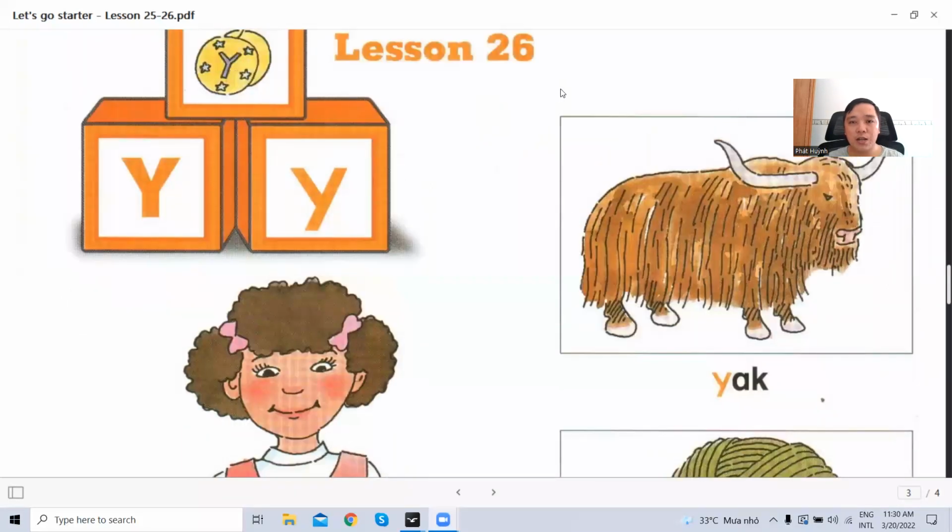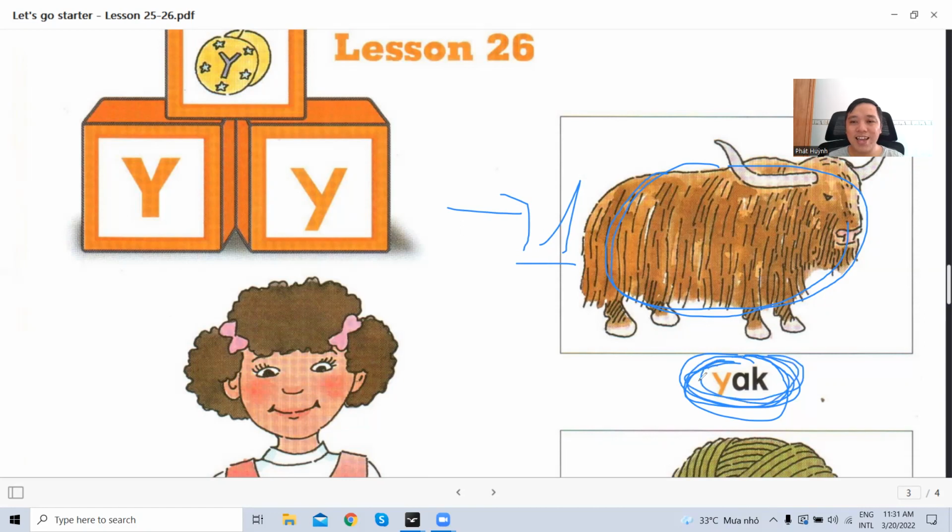Now, I want you to take a look at the first picture, picture number one. Tell me, what is it in Vietnamese? Đây là con bò rừng, bò Tây Tạng, đúng không nào? Yak. Yak. Okay, good. So what is yak? Yak là con bò rừng Tây Tạng. Nhớ nha. Yak.